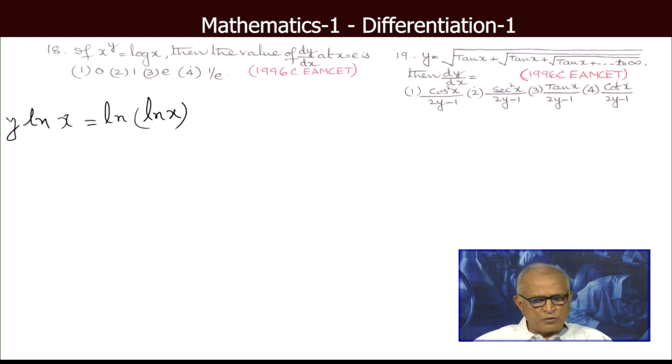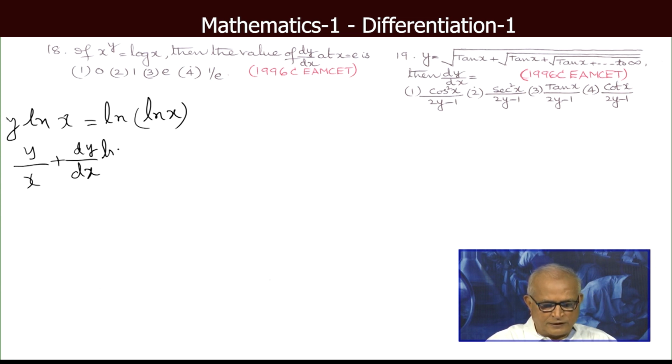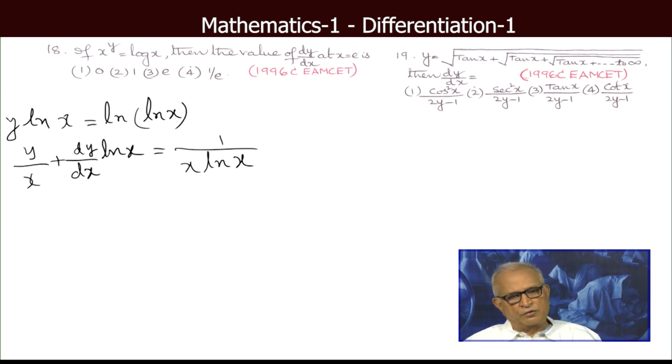Now, let us differentiate both sides with respect to x. Y ln x: product rule, derivative of y is dy dx, derivative of ln x is 1 by x. So, y into derivative of ln x, which is y by x, plus ln x into derivative of y, dy dx. On the right side, ln x: chain rule, 1 by ln x into derivative of ln x, 1 by x.